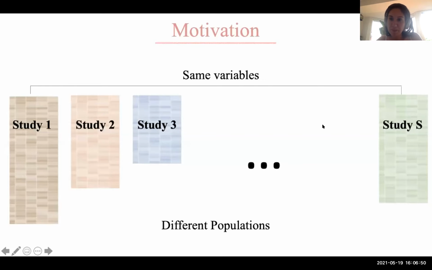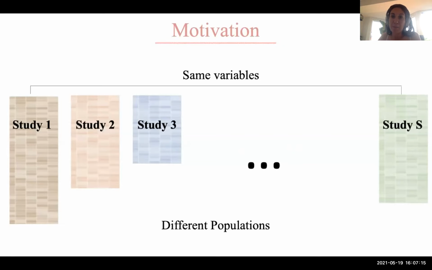So as you can see from this picture, here we have different studies coming from different populations. And in each study, we have some variables measured, and the variables are exactly the same across these multiple studies. So the difference between the studies is who the patients are, and of course the sample size.